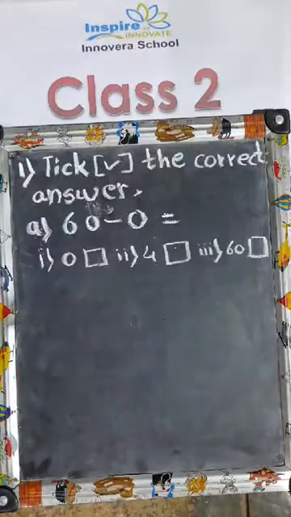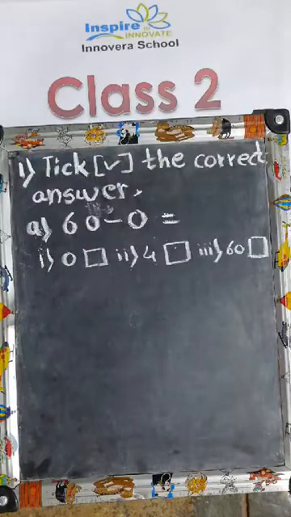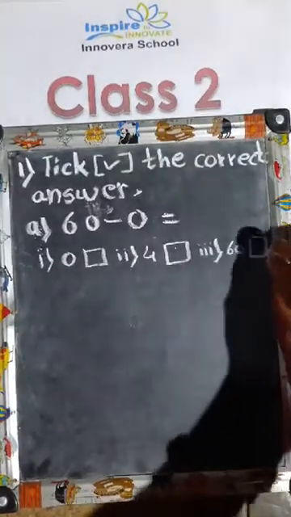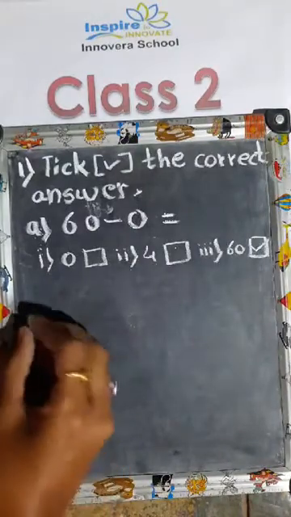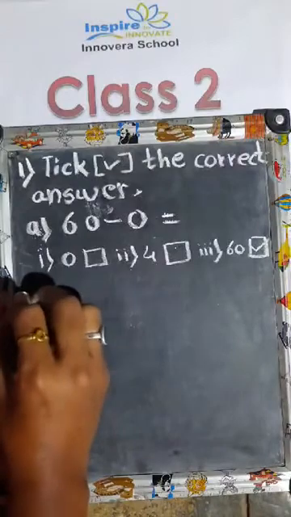So, what is the question? Tick the correct answer. A is 60 minus 0 is equal to, and in the options below it is given: option 1 is 0. Is that correct? Option 2, 4. Is that correct? Option 3 is 60. So, which one is correct? Option 3, 60, that is correct. So, you are going to tick in that box. You all are going to write the same sum with me. Leave one line and 2.